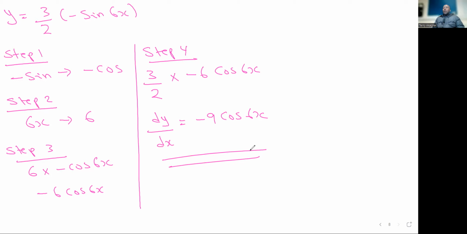I'm going to pick one more, and then I'll give you some exercises to try. So let's assume we have y is equal to cot 3x divided by 2. Okay? Cot 3x divided by 2. So step 1.